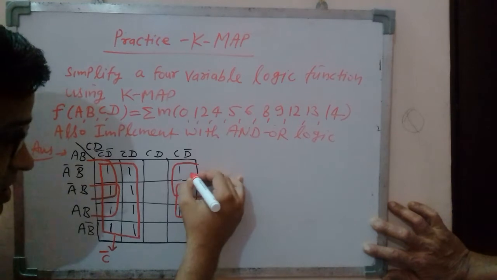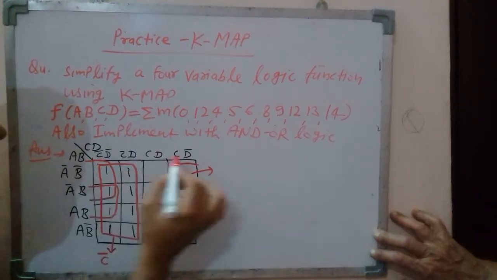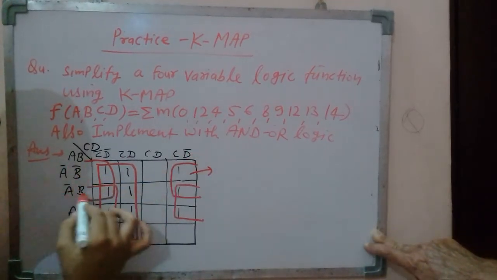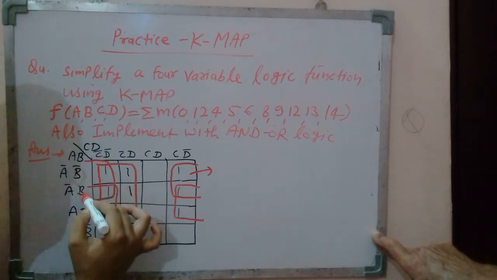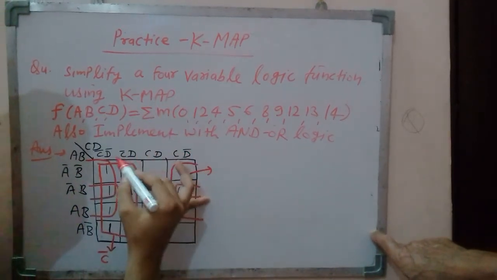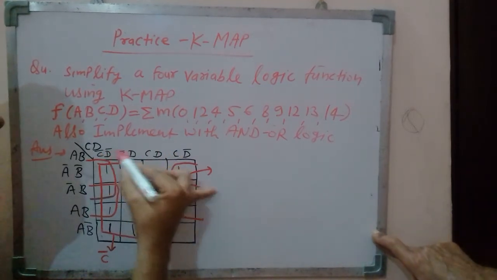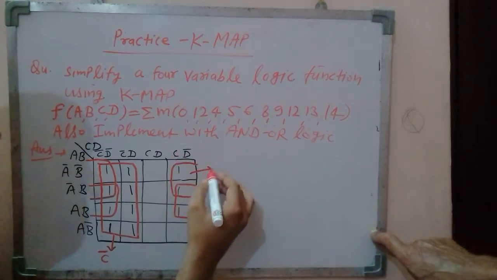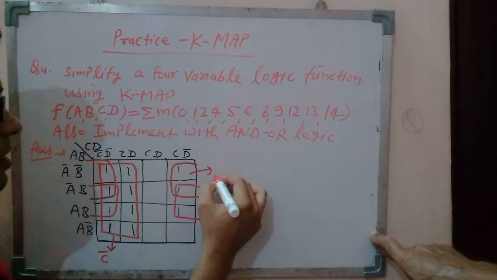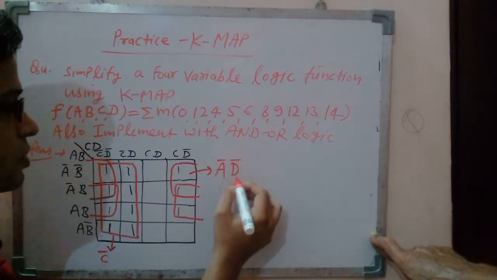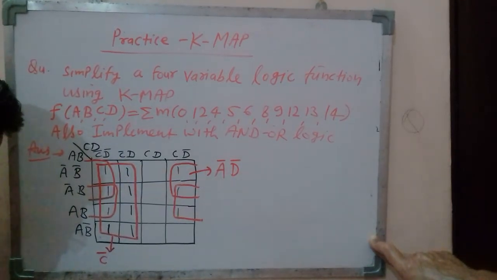Now what is the expression for this quad? See here, C bar D bar and C D bar, and A bar B bar and A bar B. So vertically when you go, B will be eliminated because B is changing from B bar to B, and horizontally C will be eliminated because C is changing from C bar to C. So what is remaining? A bar and D bar, because they are not changing for this quad. So A bar D bar is the expression for quad number 2.